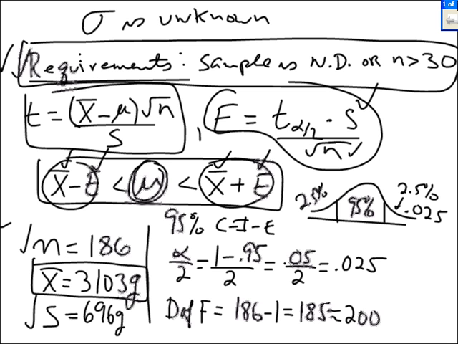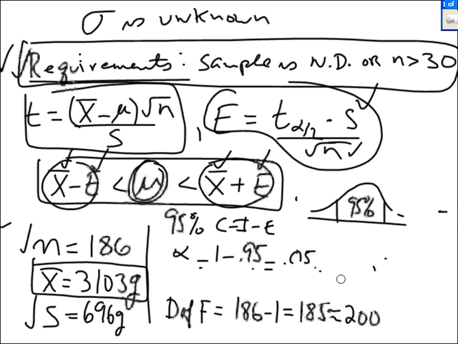Oh, excuse me. We can do what I just said, but it's easier not to. There's no need to divide by 2 here. The two tails add up to 5%. So you go to the top heading that talks about area in two tails, and you look under 0.05, and you go down to 200, and you get 1.972.